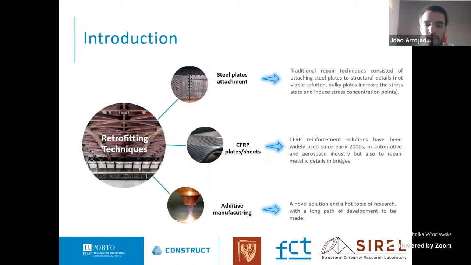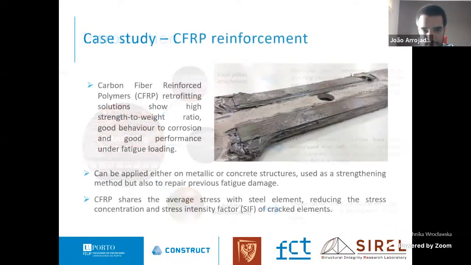So in the beginning of the century, CFRP solutions have been widely used, also in the automotive and aerospace industry, but also to repair metallic details in bridges, as has been developed in recent years. And additive manufacturing is a novel solution and also a hot topic of research, with a long path of development to be made.